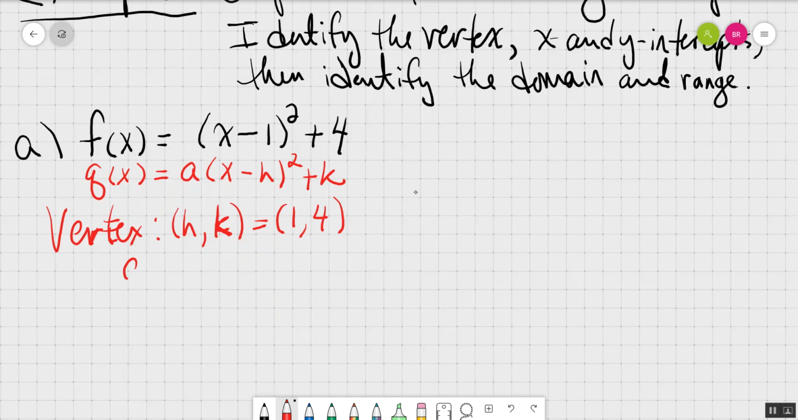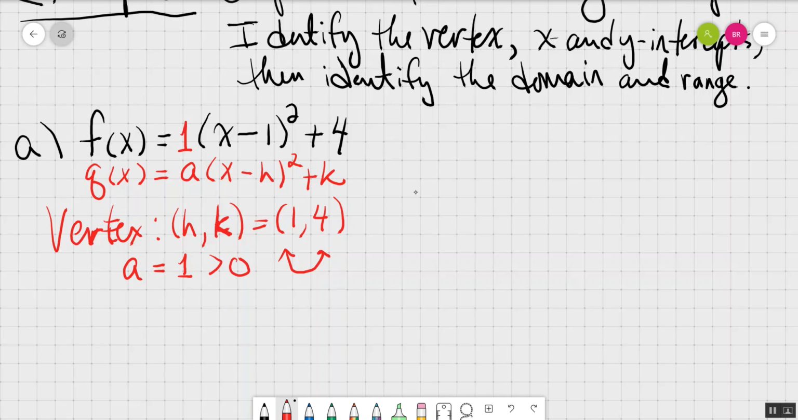And right below this, I'm going to write down the value of a. Since there's nothing in front of x plus 1, we're going to treat this as a 1. And it's positive. That means I know my parabola opens up. Make a little note there. That's going to help me do my shape a little bit later.